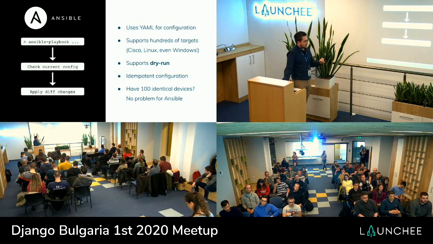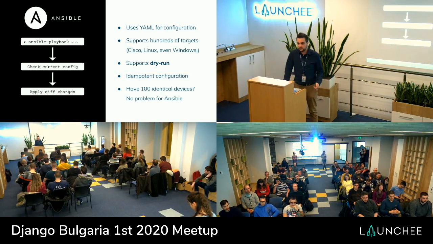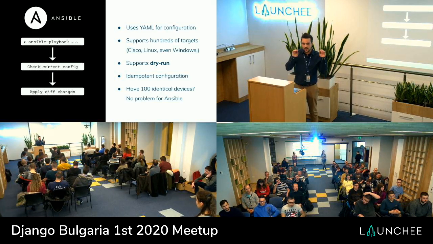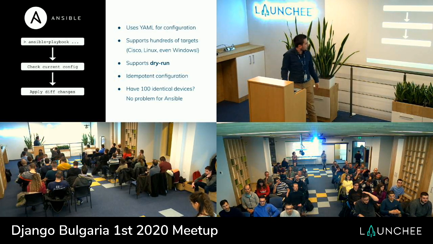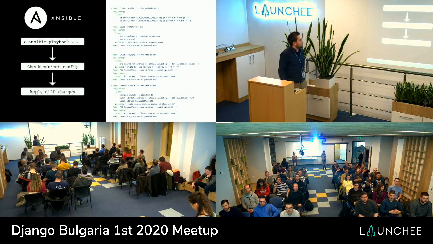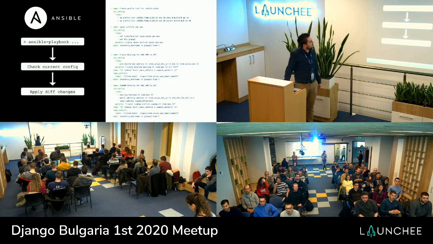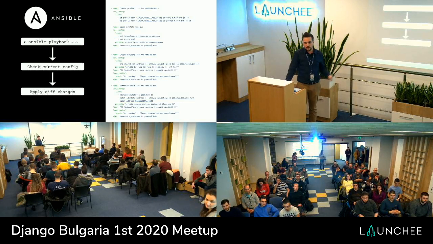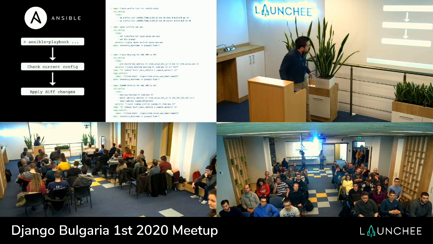And the next advantage is that, do you have 100 devices, 1,000 devices? This is not a problem for Ansible. You just let it run, do its job. It's going to connect on each of your resources and apply the configuration. So this is what configuration for Ansible looks like. And well, in that case here, this is about configuring the IPsec profiles on a Cisco router.